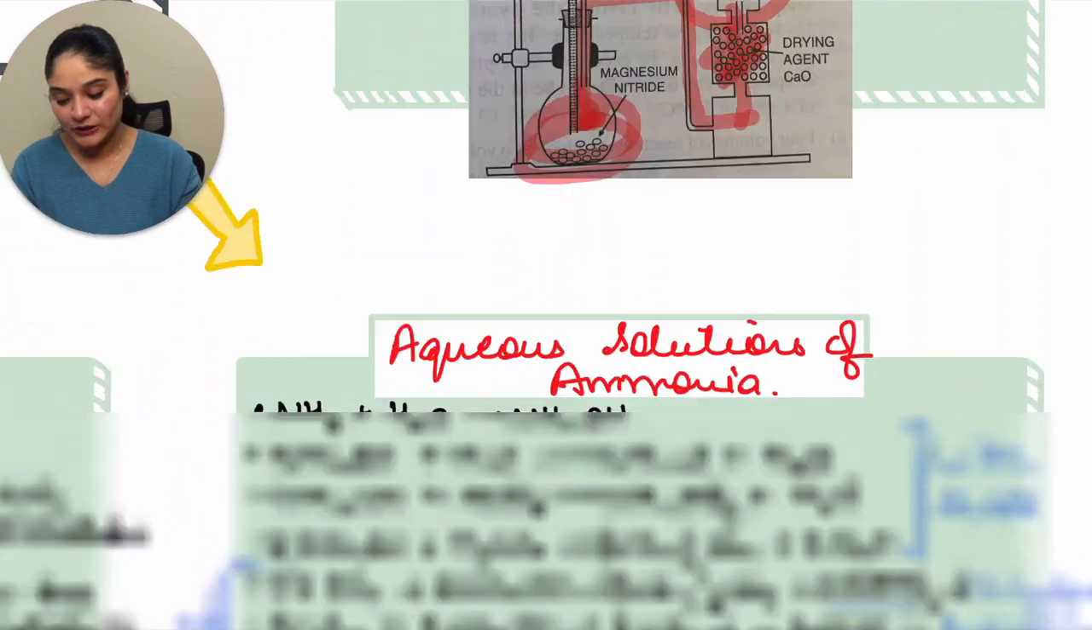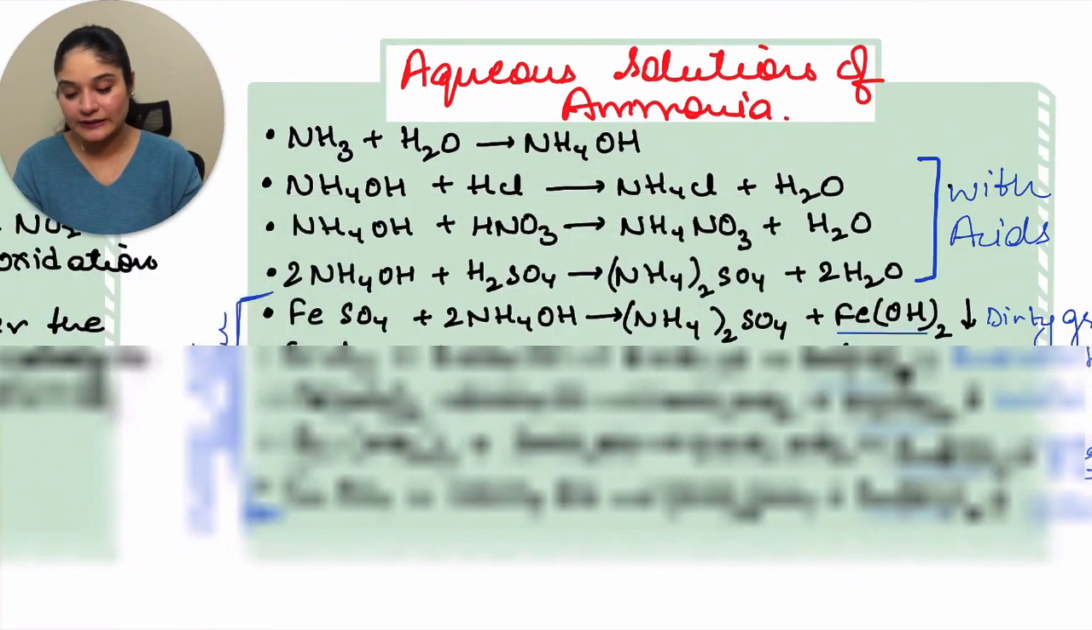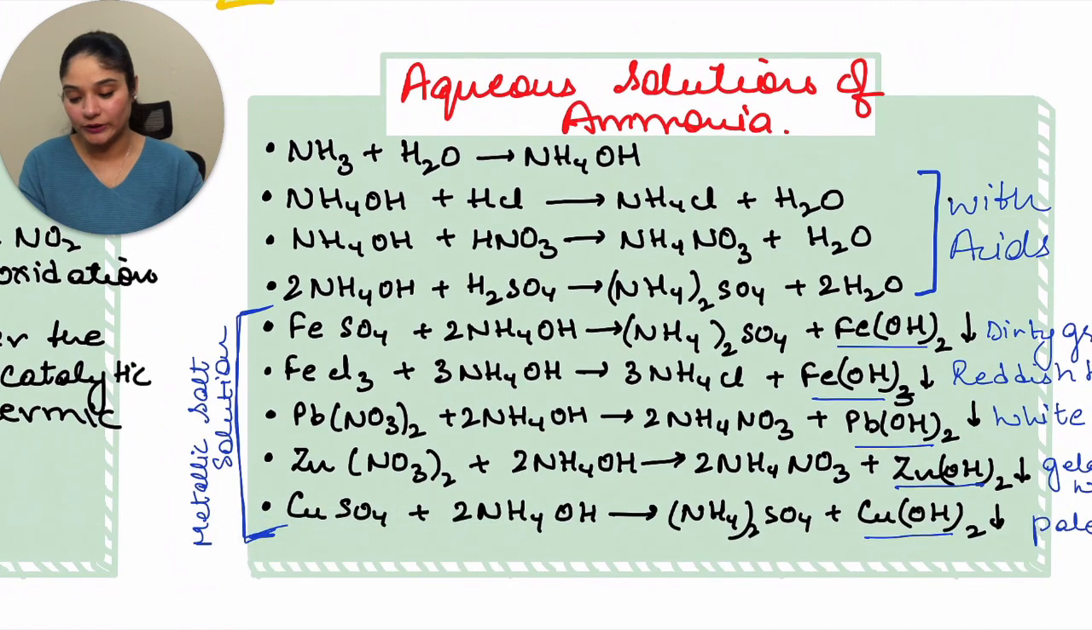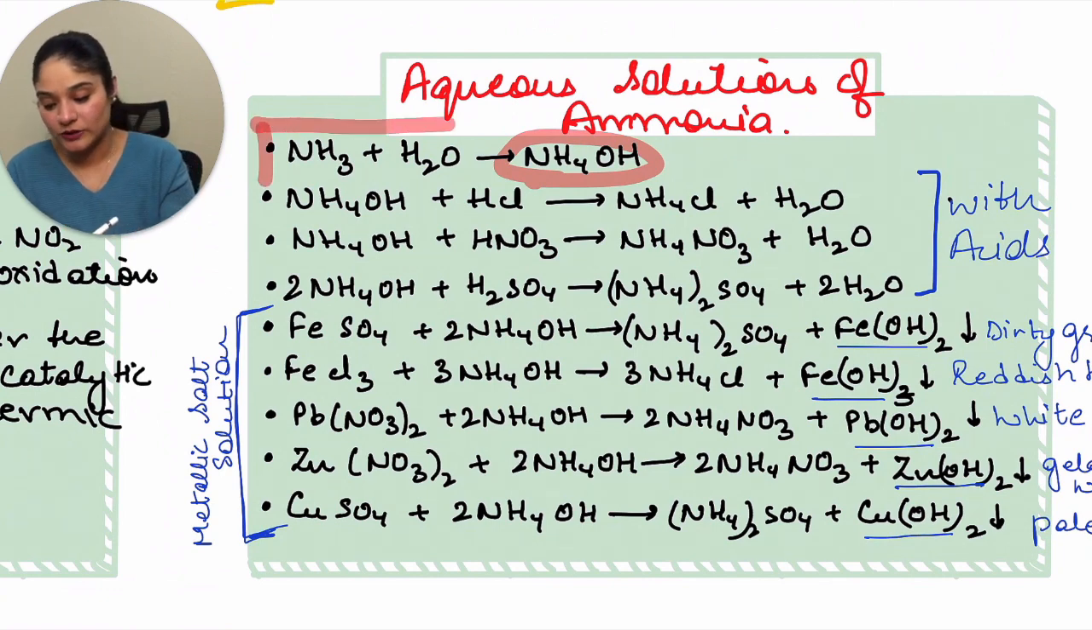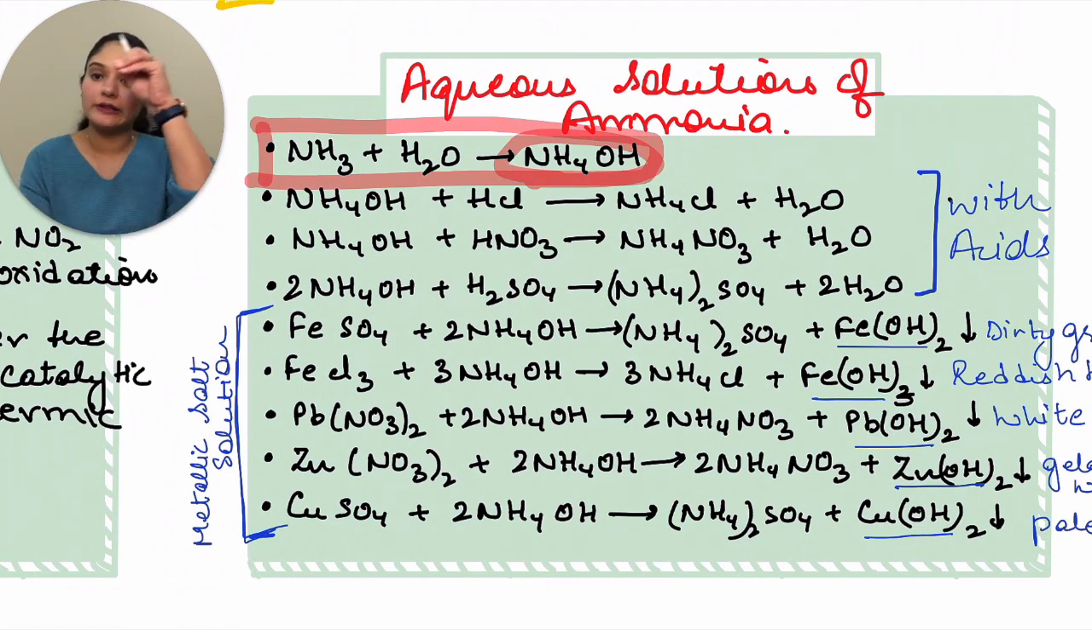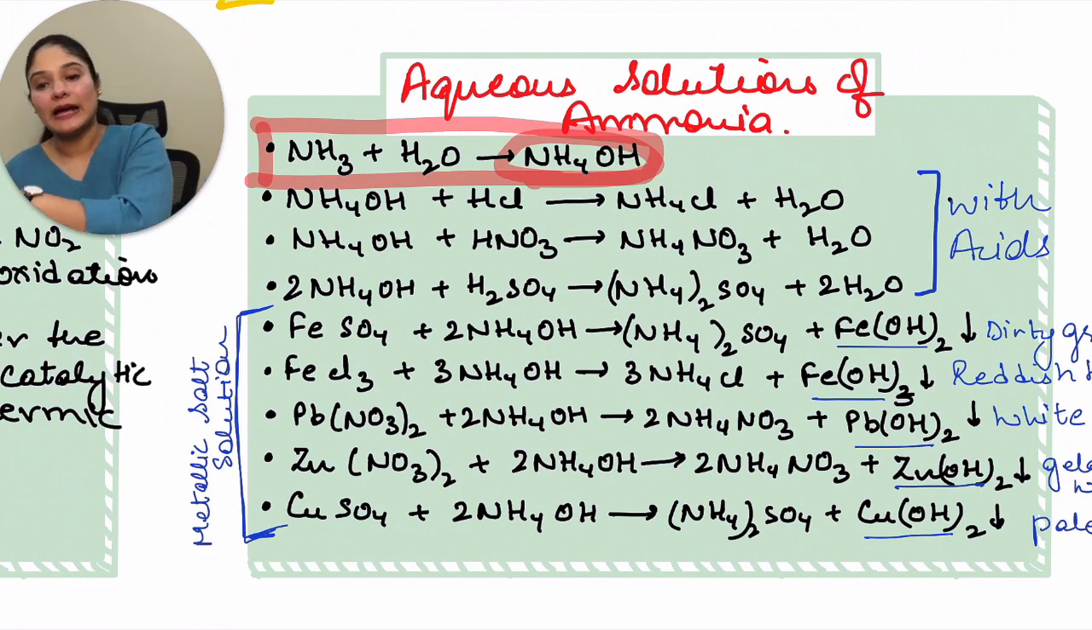Let's move to the next part, that is aqueous solution of ammonia. So what is aqueous solution of ammonia? When you have ammonia gas, you dissolve it in water, you get aqueous solution of ammonia. So NH3 plus water gives you ammonium hydroxide. So this is your aqueous solution of ammonia. The first equation is just making the aqueous solution. Now, all other reactions after this are reactions of aqueous ammonia with acids and aqueous ammonia with metallic salts.